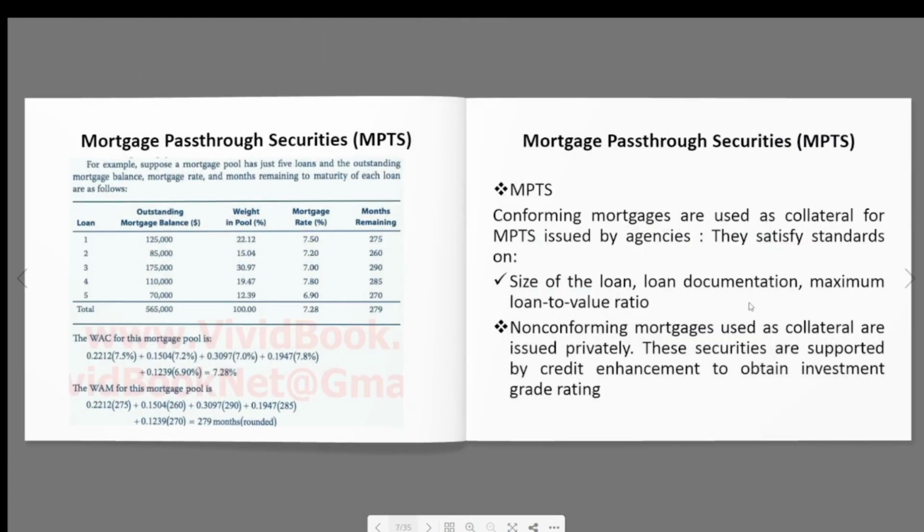Now let's look at conforming mortgages. Conforming mortgages are used as collateral for MPTS issued by agencies. They satisfy standards on size of the loan, loan documentation, and maximum loan to value ratio. Non-conforming mortgages used as collateral are issued privately. These securities are supported by credit enhancement to obtain an investment grade rating.